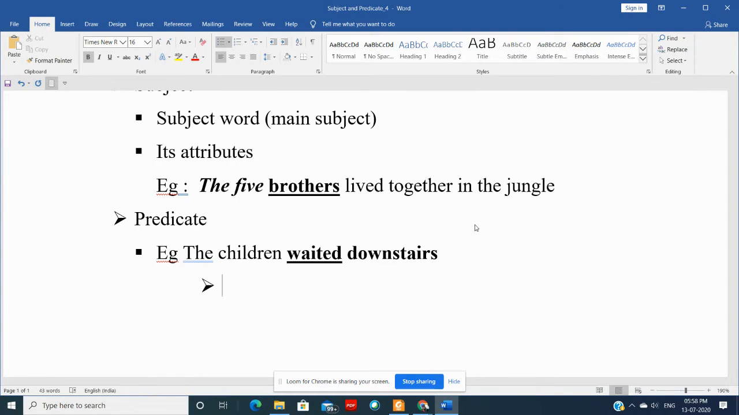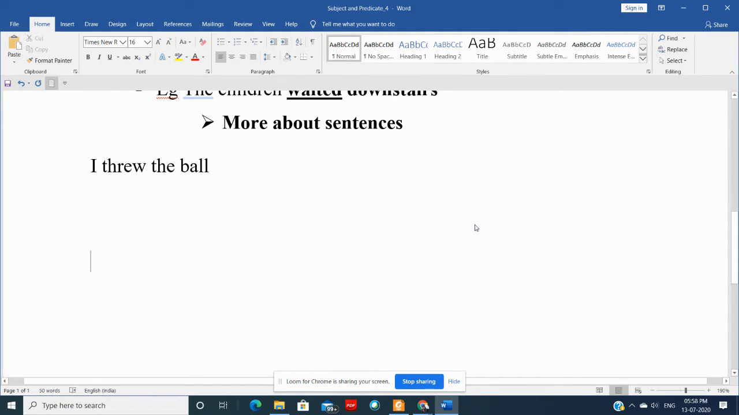Okay, so more about sentences again. So if you say, I threw the ball, right? Now in this sentence, I is your subject, threw the ball is your predicate, okay?